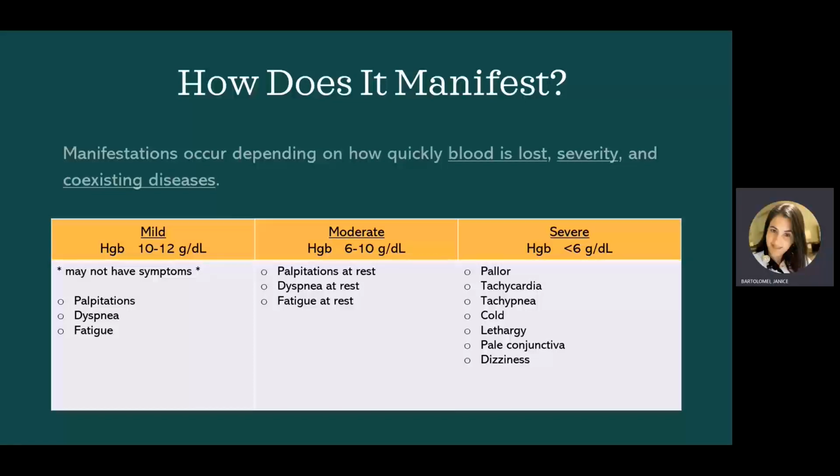So some of the symptoms and signs for mild could just be palpitations, shortness of breath, and just feeling tired. Moderate, you might have the palpitations, shortness of breath, and tiredness just at rest, meaning with no activity. And then when you get to severe, then we're talking about pallor. You're looking kind of whitish. You might have the tachycardia a little bit more. You're going to feel cold all the time, maybe some pale conjunctiva, and some dizziness or low blood pressure.